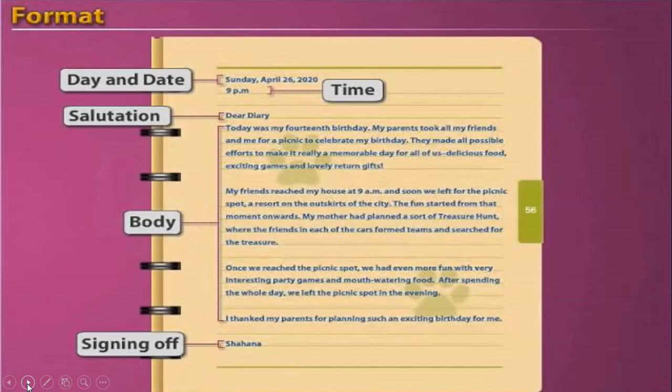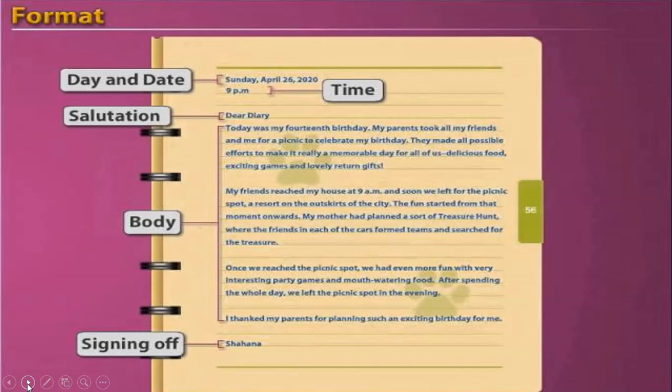This is once again a format along with one of the solutions. In the first line we can see Sunday, April 26, 2020. So we have written day and date. Then in the next line we have written time. This time can be written on the right hand side of the date and day column. I am again repeating, if you write time on the right hand side of the first line where you have written day and date, it is also correct. One line blank, Dear Diary. Now again you can leave one line blank before starting.